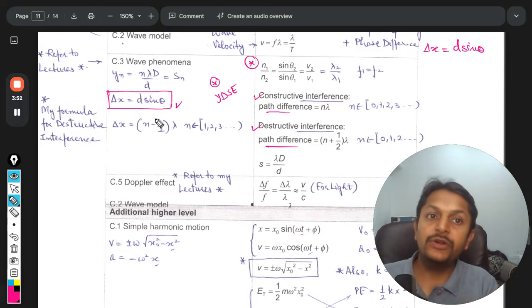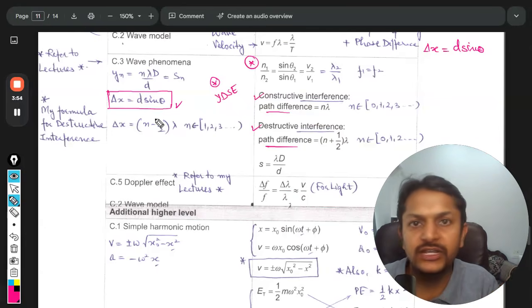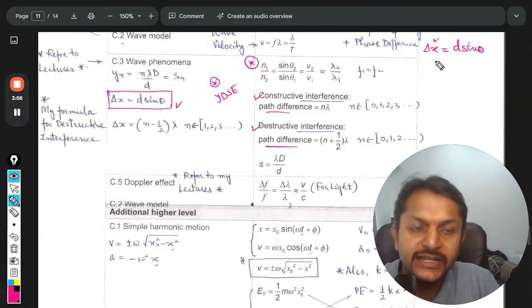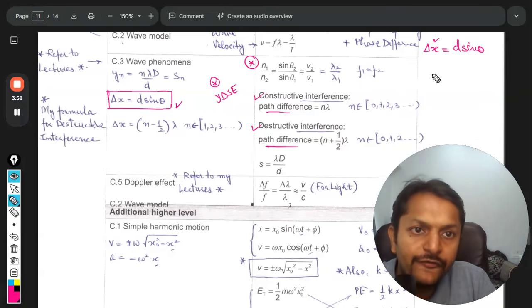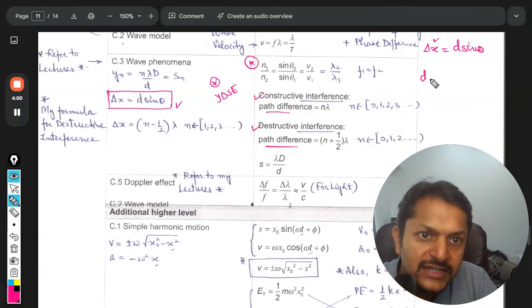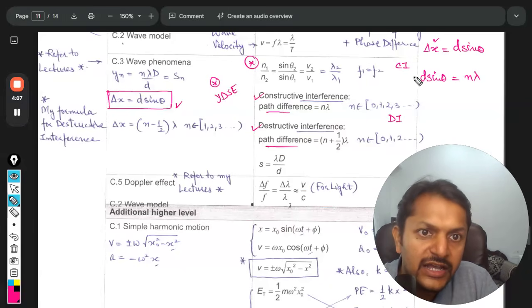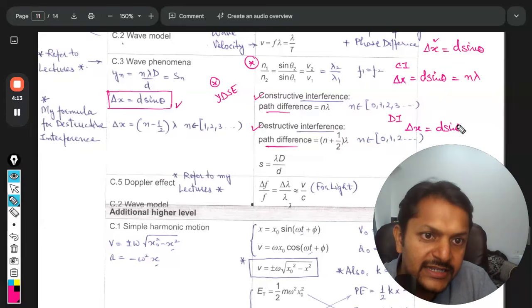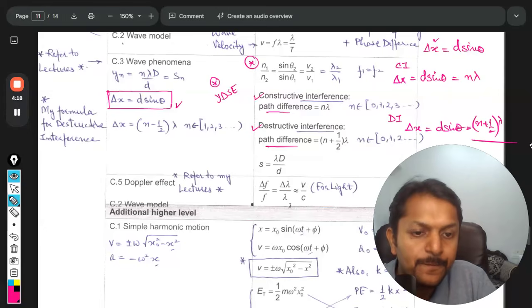But you have to remember it. It's a very important formula. You would be using it so many times. So this is important. Delta x is equal to d sine theta. Now for constructive interference, d sine theta will be equal to n lambda. And for destructive interference, this is the path difference. Okay, remember that. The path difference, which is d sine theta, is equal to n plus half lambda.